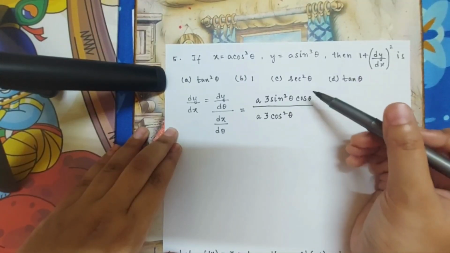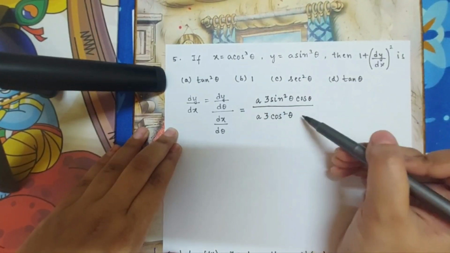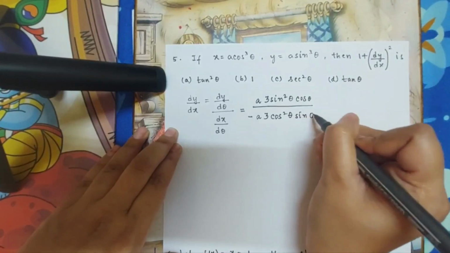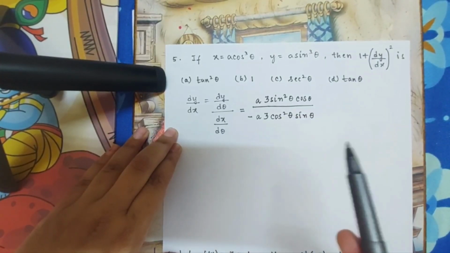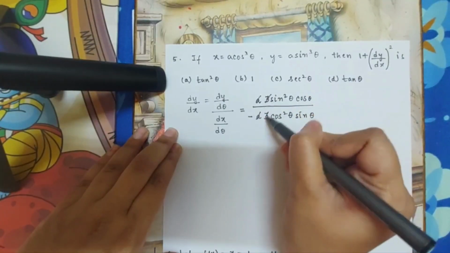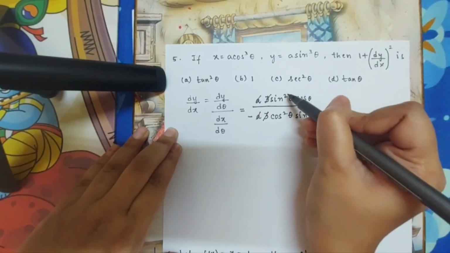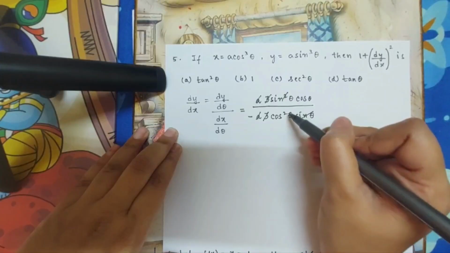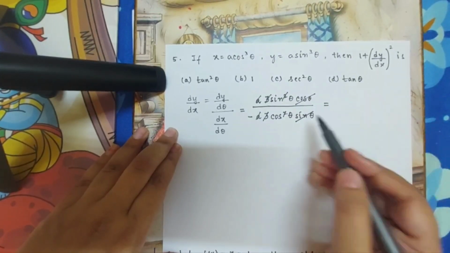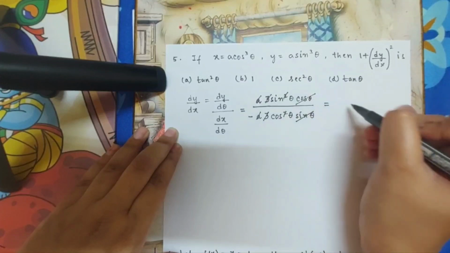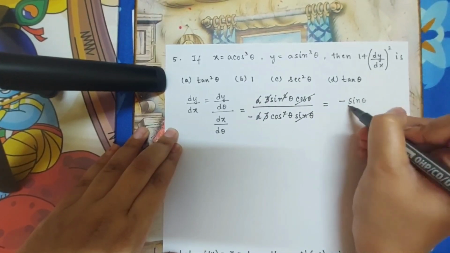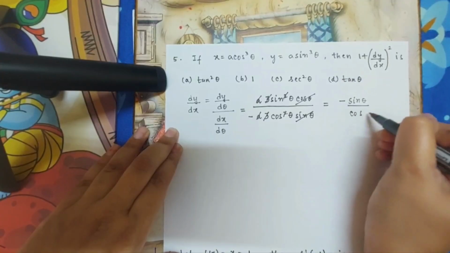Along with that, the differential of cos theta is minus sin theta. So what all can we cancel? A and A will get cancelled. 3 and 3 will also get cancelled. This square and sin theta, this square and cos theta will get cancelled. And we are left with minus of sin theta divided by cos theta.